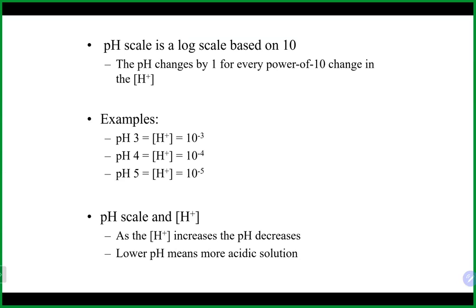As we talked about with the pH scale and H plus, as the amount of H plus increases, the pH actually decreases. It gets more acidic because there's more H plus floating around in the solution. And obviously opposite of that, as the amount of H plus decreases, the amount of OH minus will increase and it'll become more basic and the pH will start to rise in that direction.